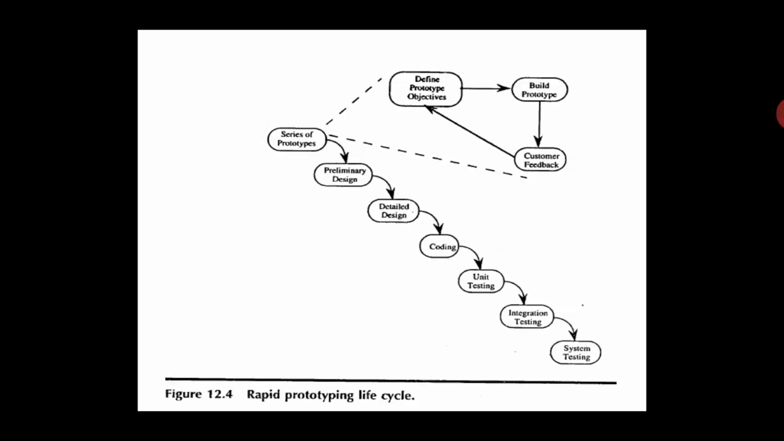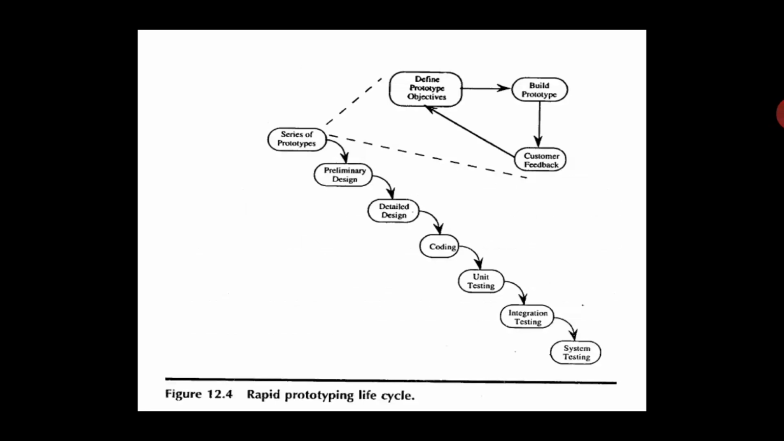Here we have the life cycle of a rapid prototyping model. Here a series of prototypes are there. From that series of prototypes we come to preliminary design, detailed design, coding, unit testing, integration testing, and system testing. And in the same way, from the series of prototypes, we have another way of traveling, another way of connecting the path.